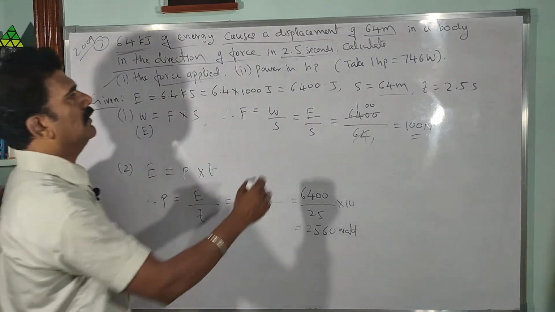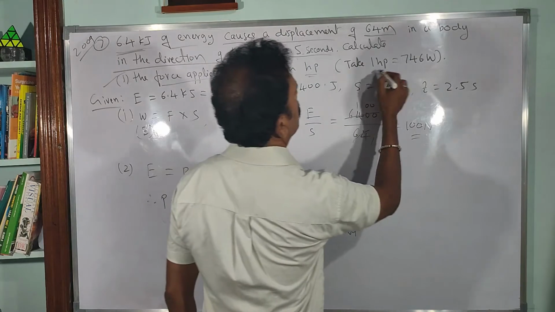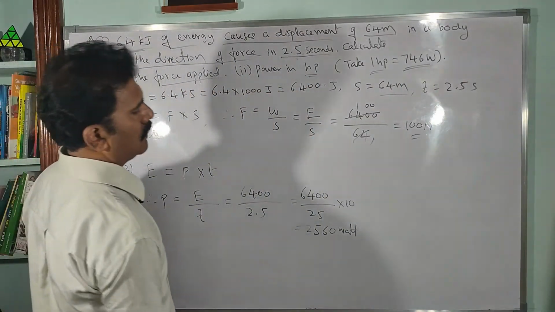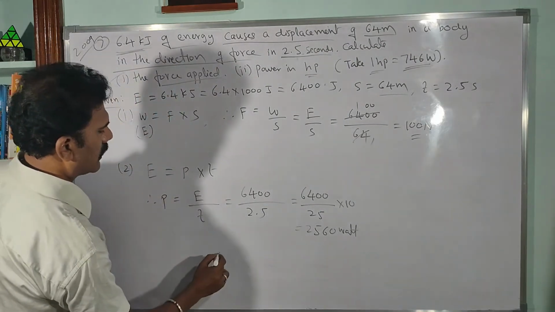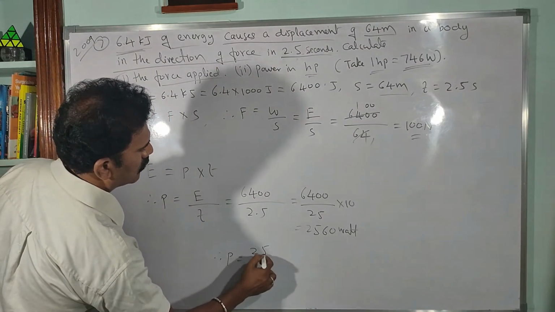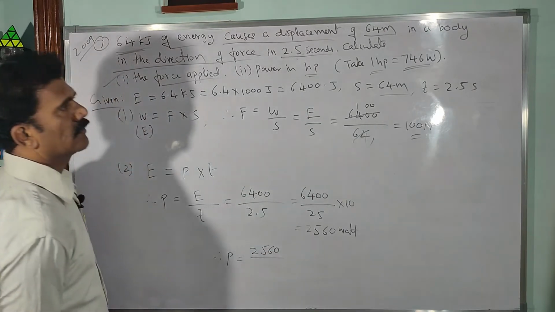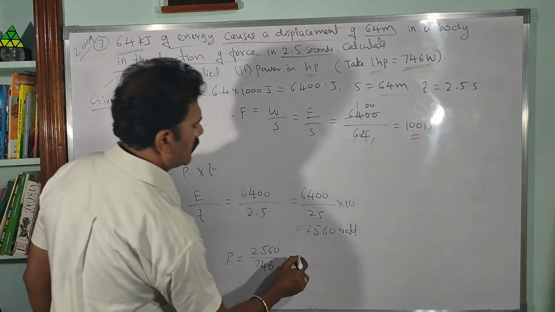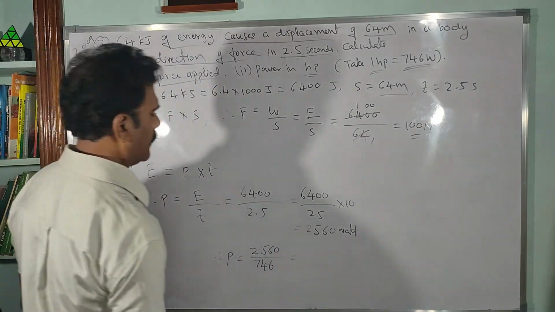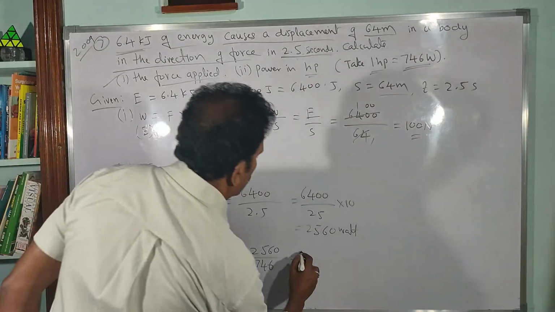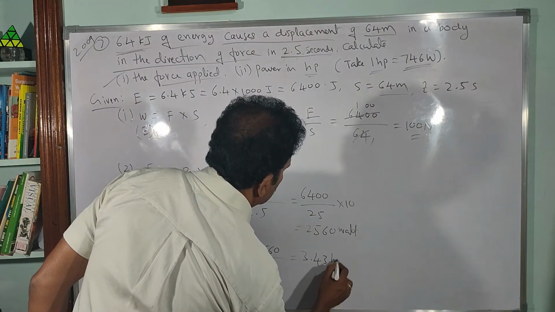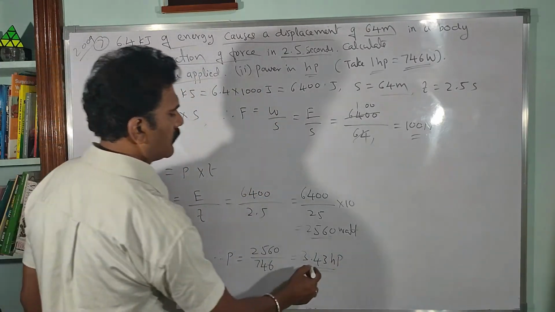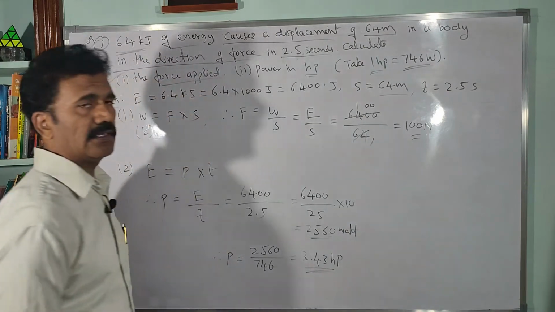So it is asked to calculate in horsepower. By taking 1 HP is equal to how much? 746 watts. So to get it in HP, what will you do? Therefore, P is equal to 2560 watts, and you have to divide by 746, so that you will get it in horsepower, HP. So much? 3.43 HP. This 2560 is in watts, and 3.43 is the same value in HP, horsepower.